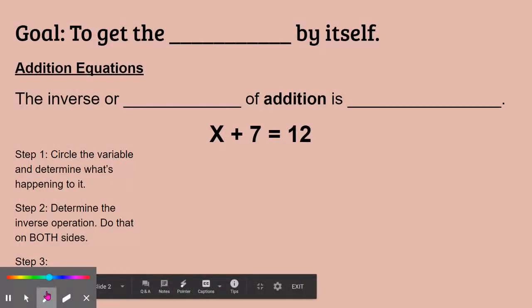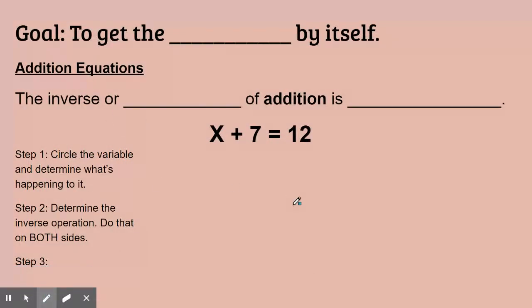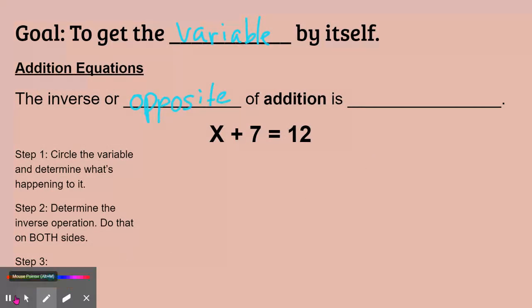So, our goal when we solve for equations is to get the variable by itself. Remember, the variable is the letter. Now, what you see on my screen is an example of an addition equation. So we're going to use inverse operations, which mean the opposite, in order to solve. So what that means is using the opposites. If I see addition, the opposite is going to be subtraction.